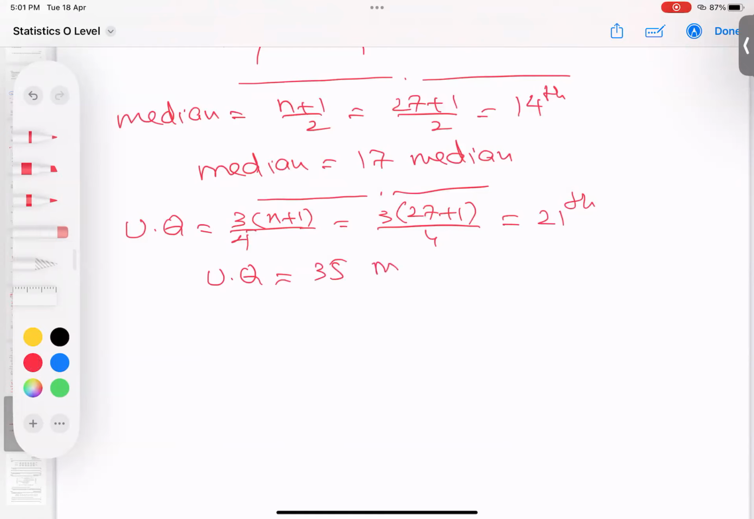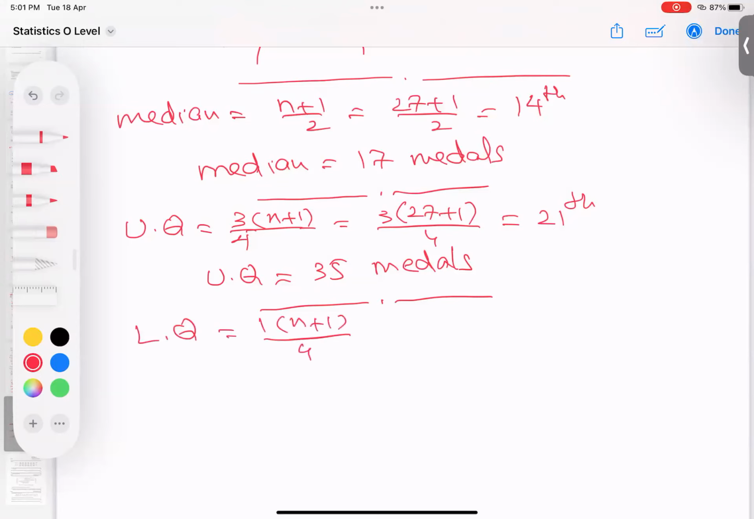Sorry, I should write not median here, but medals. The word medal is not important to write every time. If you write it, good; if we don't write it, no problem. Lower quartile. What is the lower quartile? It is (n plus 1) times 1/4. This one you don't write, no trouble at all.